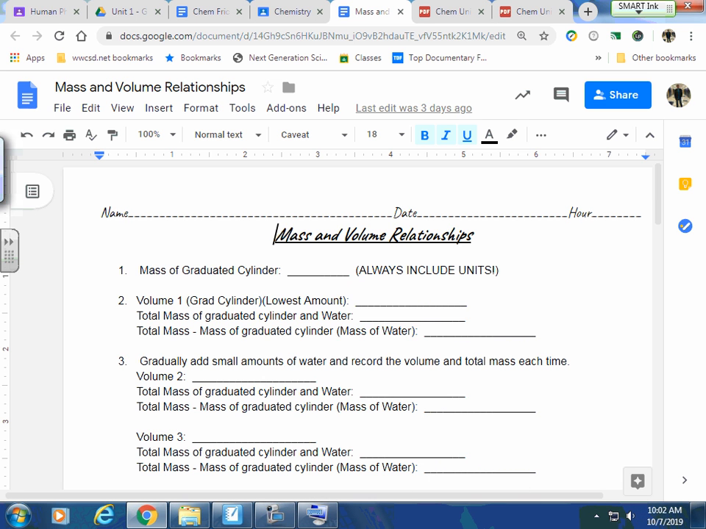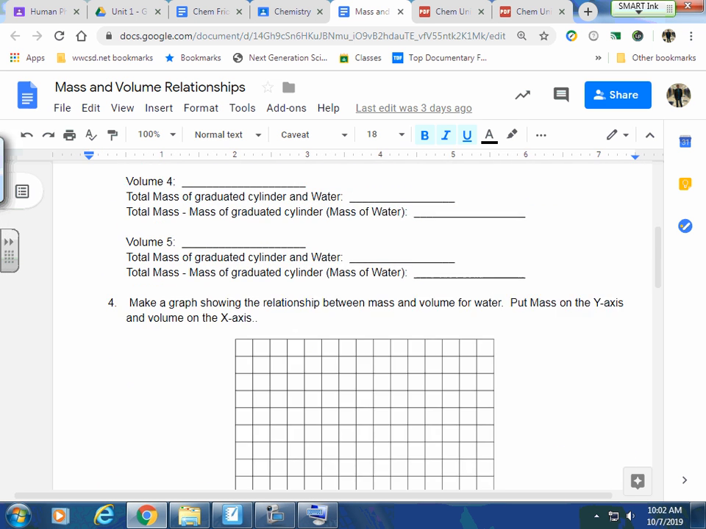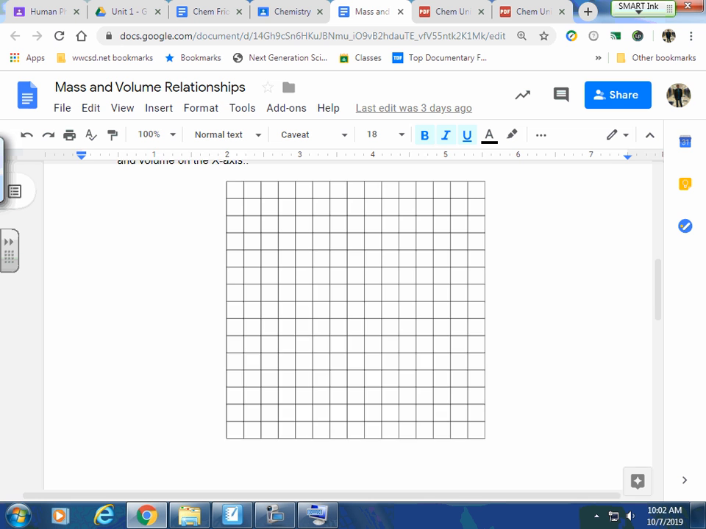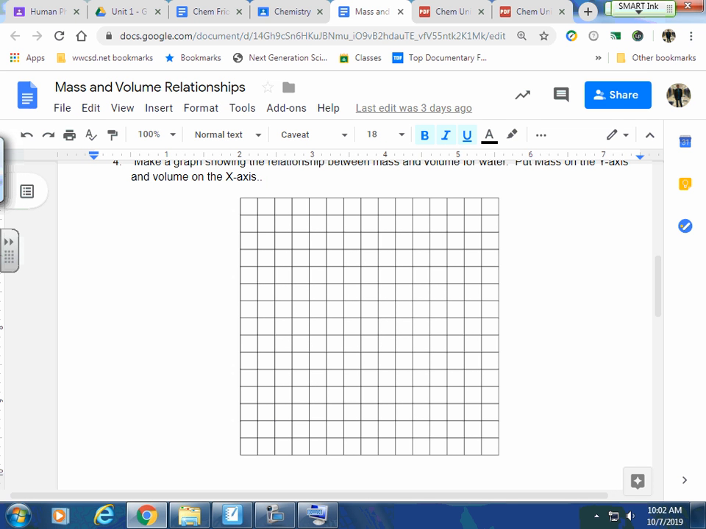I went ahead and got out the lab to show you guys. We went over this on the last notes. So we had mass in grams over here. We had volume in milliliters down here. We had 5 different points that we plotted somewhere around here. And what we did was we tried to draw a best fit line through the middle of them.